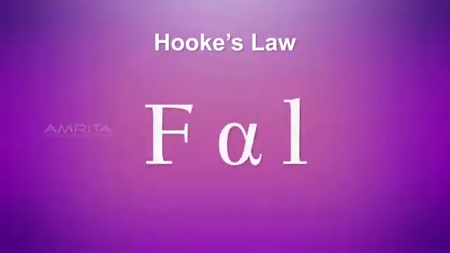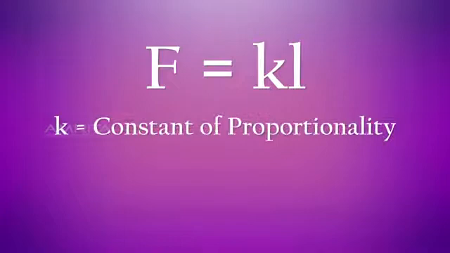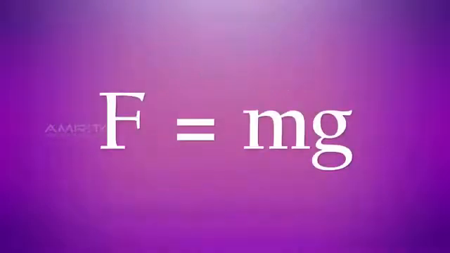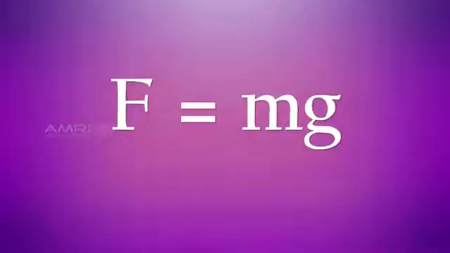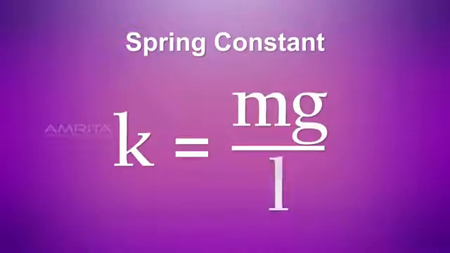Then, according to Hooke's law, F is proportional to L, or F is equal to KL, where K is the constant of proportionality called the force constant or the spring constant of the spring. But F is equal to mg, where m is the mass producing an extension of L. That is, the spring constant K is equal to mg by L.